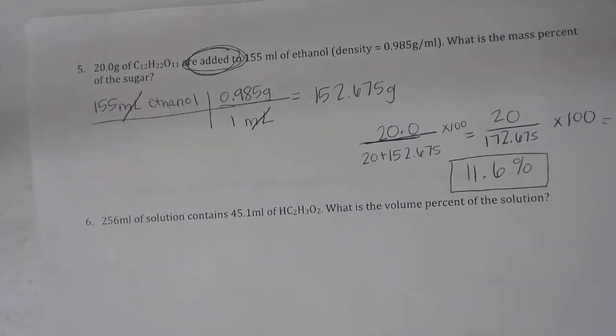Okay, so we could just change milliliters to grams on number 4 because it was water. If it's anything other than water, you have to use the density to change it to grams. All right, let's do number 6.